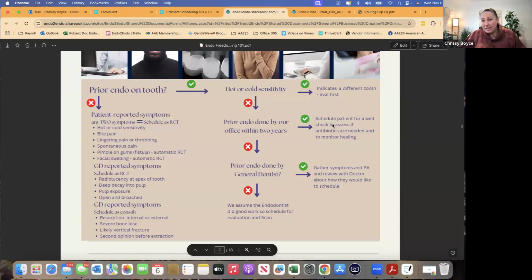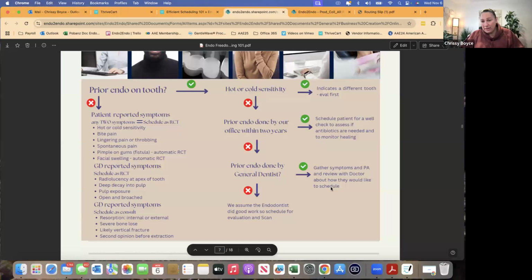If they said yes, we'd move to the right here with a green check, schedule the patient for a well check, assess if antibiotics are needed, and monitor the healing. If they said no, we'd move down to this one. Has this prior endo been done by a general dentist? If they said yes, then gather the symptoms and a PA and review with the doctor about how they would like to schedule. So this would probably be a scan only appointment.